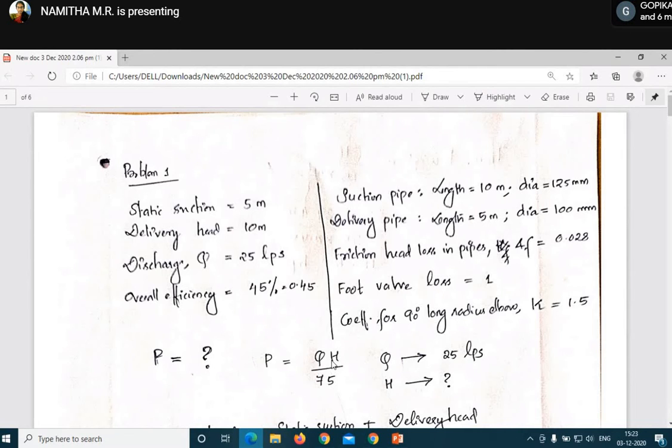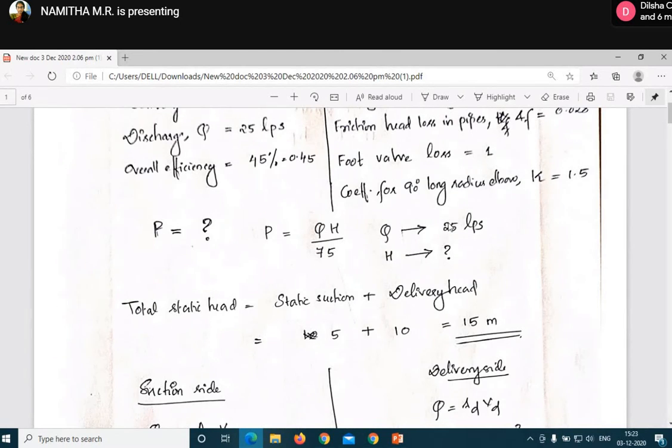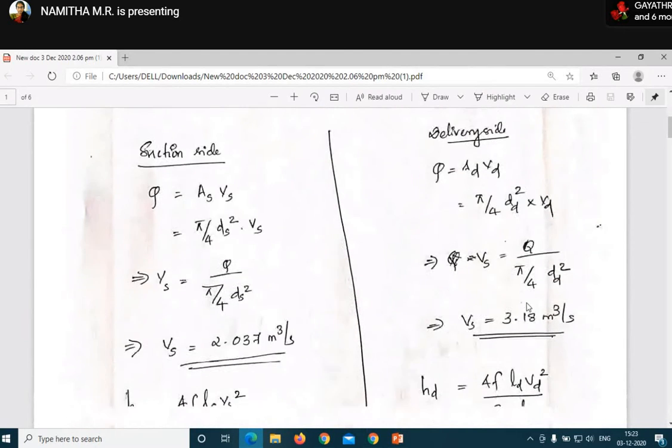I have already explained to you that for calculating head, we need mainly three quantities. One is the suction head, the other one is the delivery head, and the other one is the losses. All the losses we need. So, how can we calculate this H? That is our first thing. H for suction is given as 5, delivery is given as 10. Many losses are there, so we have to calculate all the losses. Total static head is static suction plus delivery, which is 15 meter. That we know. The remaining things we are going to do.